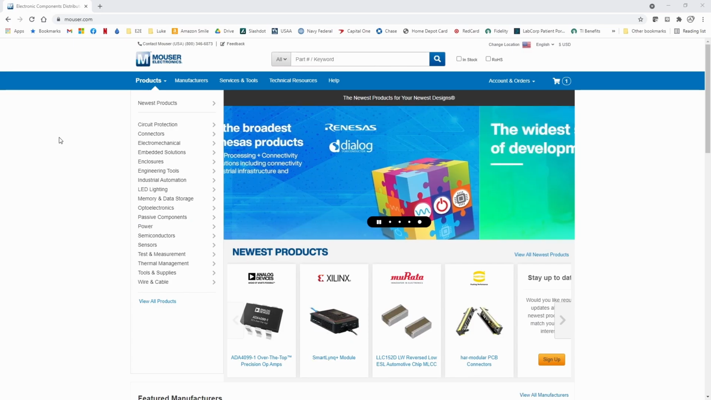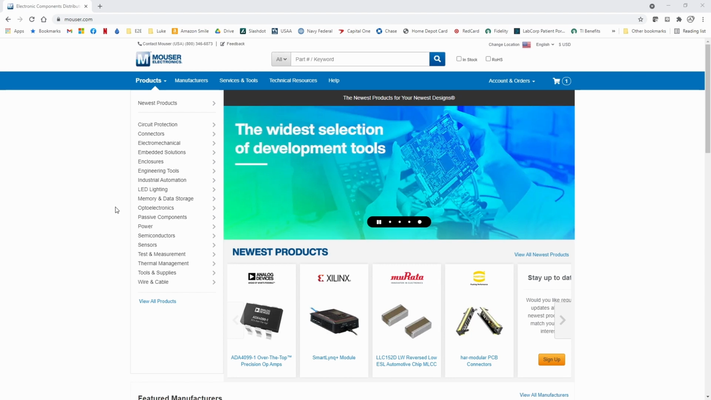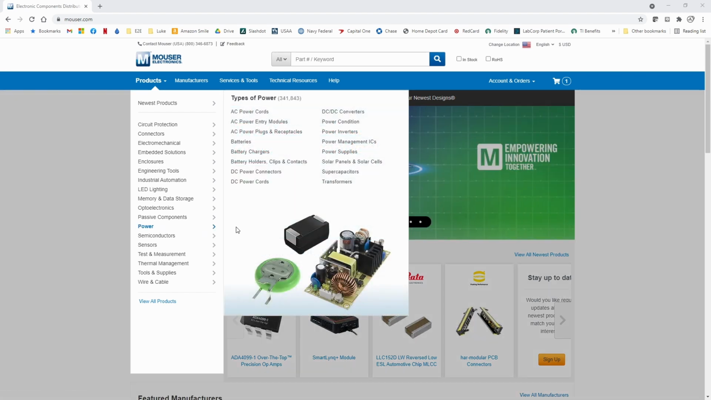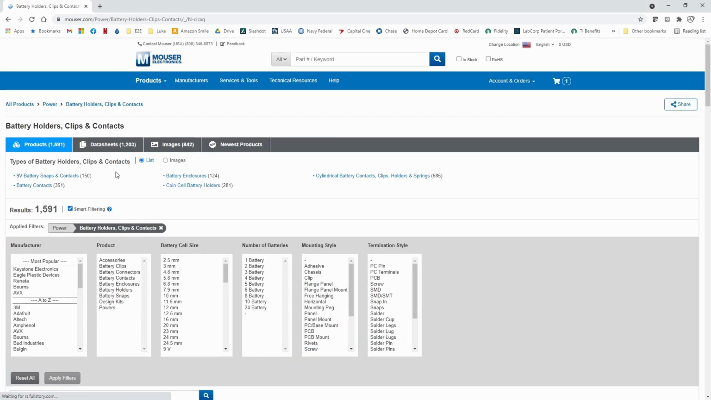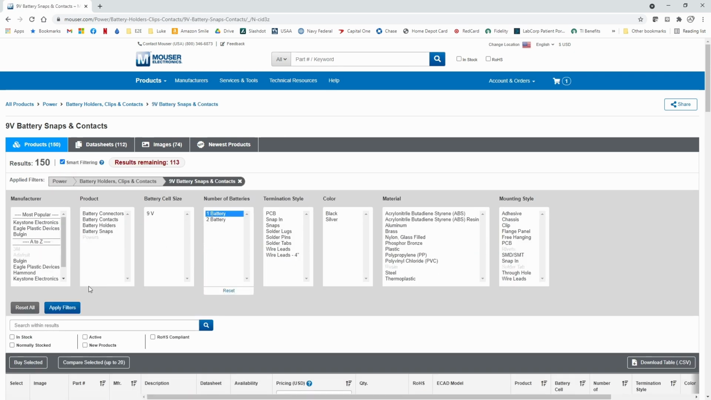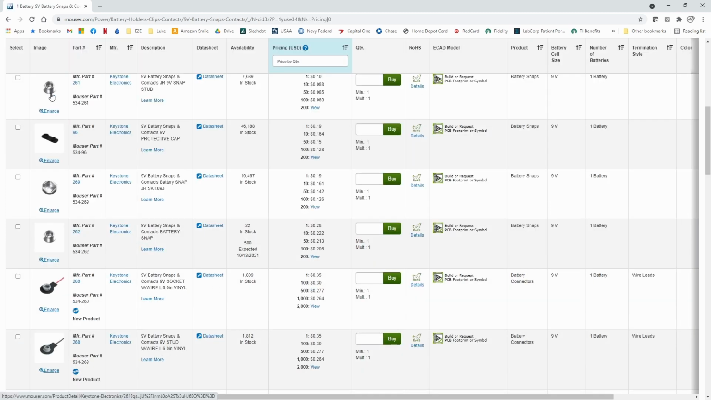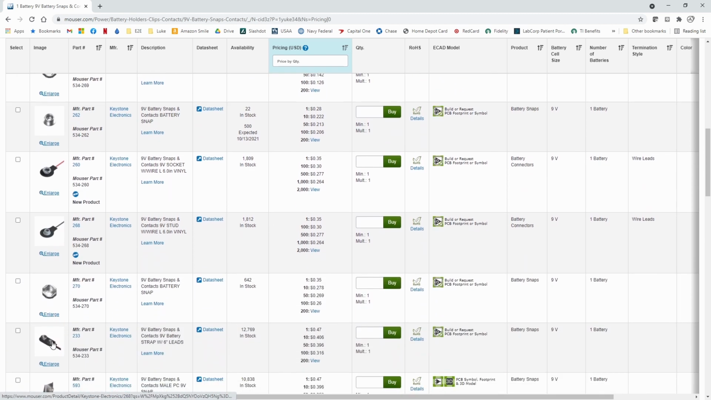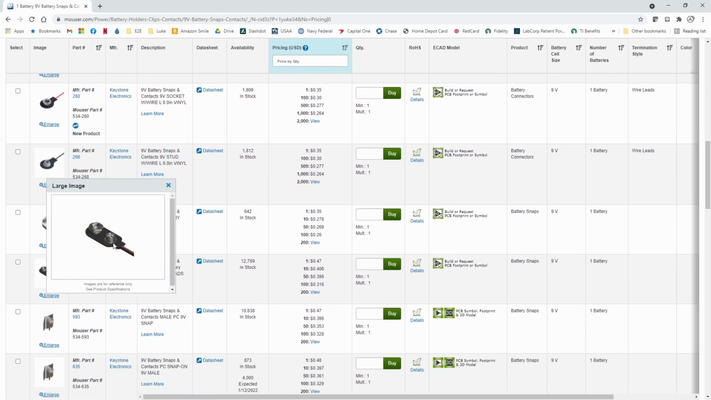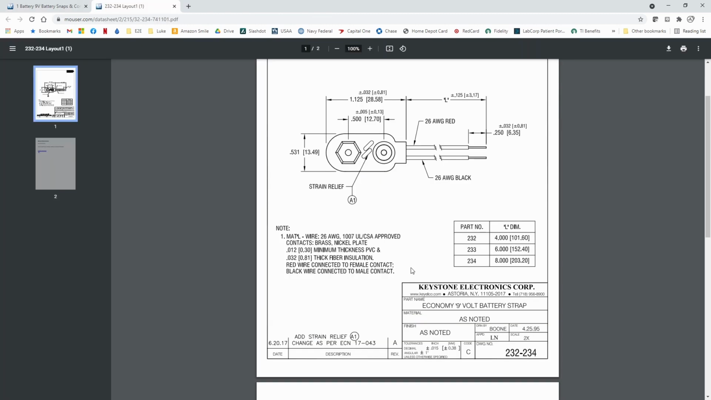The last thing we need for our project is the power connector, which we're going to be using a 9-volt battery. So let's go into power here under battery holders, clips, and contacts. They have a section for 9-volt battery snaps and contacts. And I'm going to select one battery here, and then I'll sort by price. Just looking down the left side, the first one that is exactly what I want is this one. That's just the normal connector for the 9-volt with some wires hanging off the end of it. The data sheet for this is really simple, just has a red and black wire. Red goes to positive, black goes to negative, and that's it.